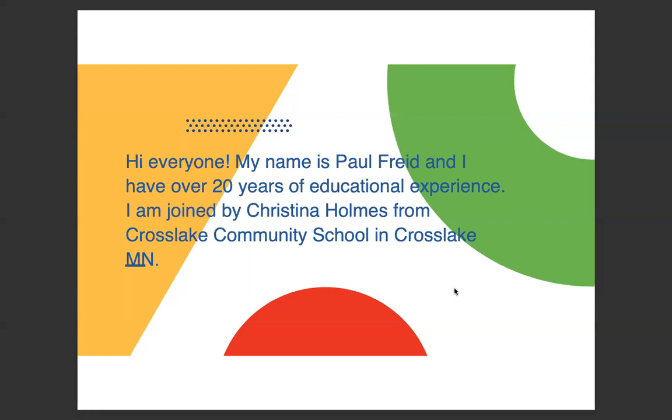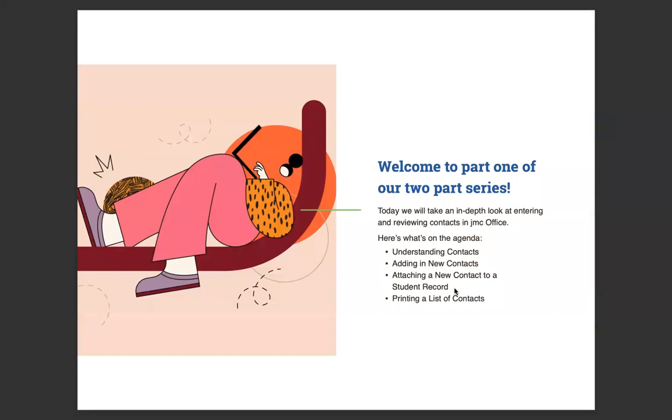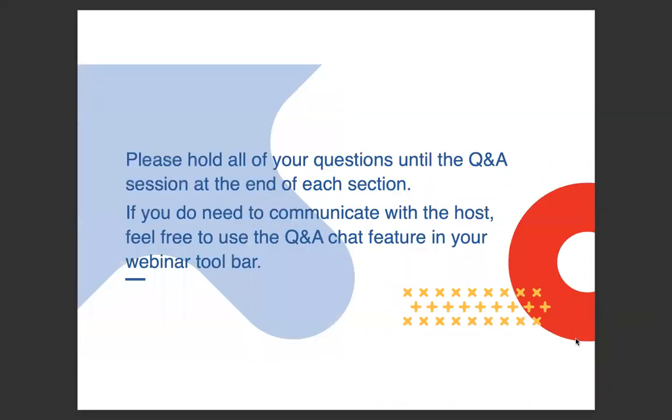Well, let's get to the topic at hand. Today, we'll take an in-depth look at entering and reviewing contacts in JMC Office. Here's what's on the agenda: understanding contacts, adding in new contacts, attaching a new contact to a student record, and printing a list of contacts. Please hold all of your questions until the Q&A session at the end of each section. If you do need to communicate with the host, feel free to use the Q&A chat feature in your webinar toolbar. Except for you, Christina, you can unmute yourself and ask a question at any time.